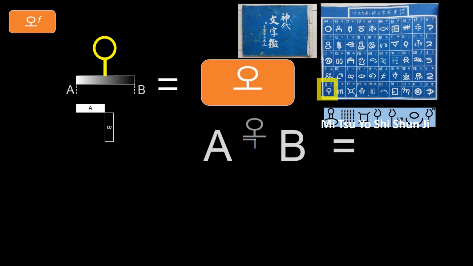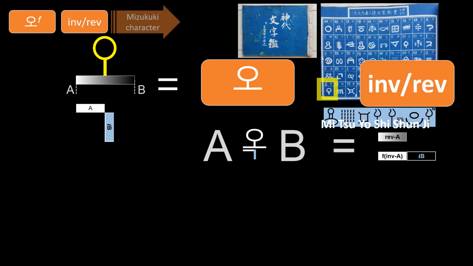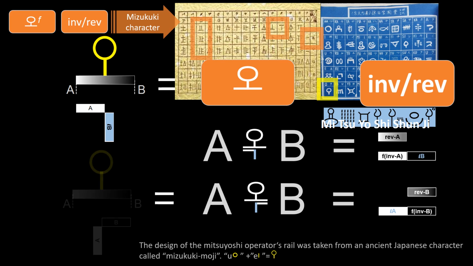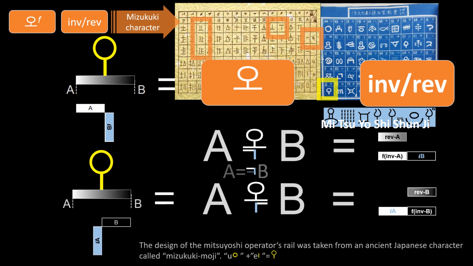The reference was the ancient Japanese character, Mizukukimoji, which corresponds to the whale of the operator, so I adopted it. The design of the Mitsuyoshi operator's whale was taken from an ancient Japanese character called Mizukukimoji, and the orthogonal partner is on the imaginary axis. I would like to call it Urazan and use it as a symbol for the most primitive signal processing of consciousness that describes the mechanism of human morality.